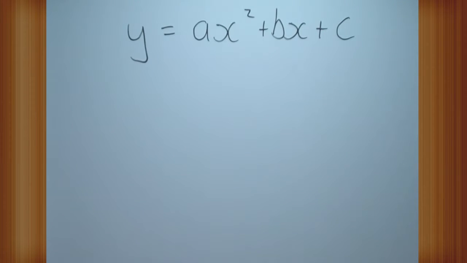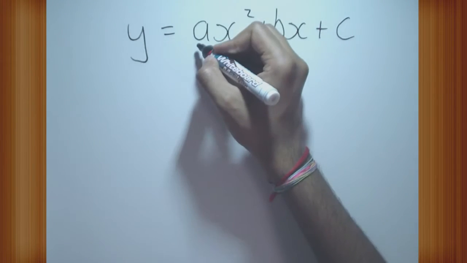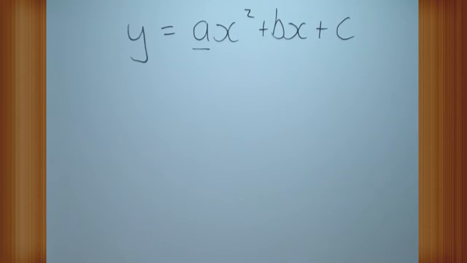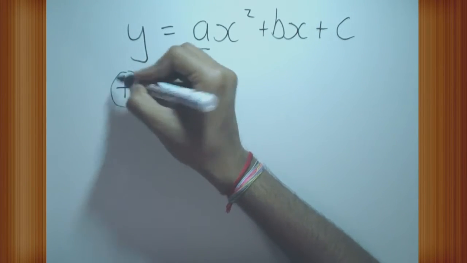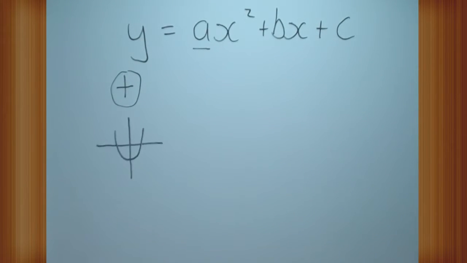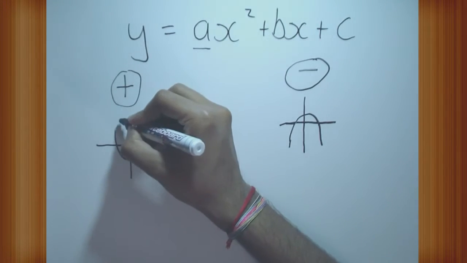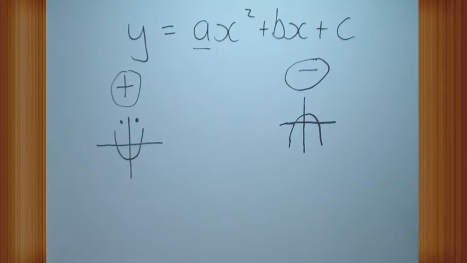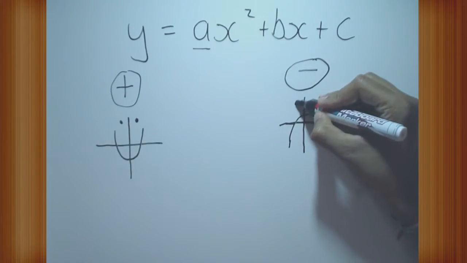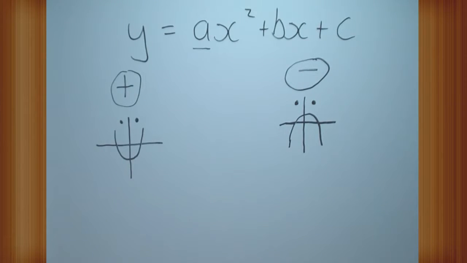So we have the equation y is equal to ax squared plus bx plus c. What can this a over here tell me about the equation? The sign of a can actually tell us the shape of our parabola. If we have a positive a value, we'll end up with a parabola like this, and if we have a negative a value, we'll end up with a parabola like this. So if we have a positive value, we have a happy parabola, and if we have a negative value, we have a sad parabola. And that's an easy way to remember it.